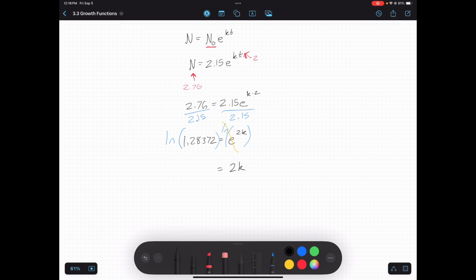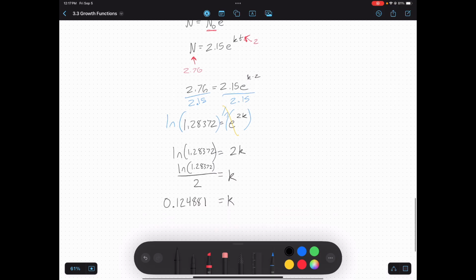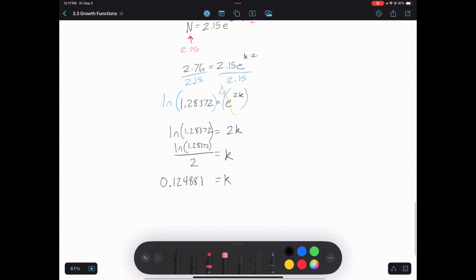So if I finish solving for this, I get k is equal to the natural log of 1.28372 divided by 2. And I get k is equal to, and this is where I try to round as little as possible because it wants it to 6 decimal places. So you want this to be as accurate as possible. So in my case, I got 0.124881. The next digit's a 4, so I'm not going to round it up. I'm just going to keep it as a 1. So there it is to 6 decimal places.